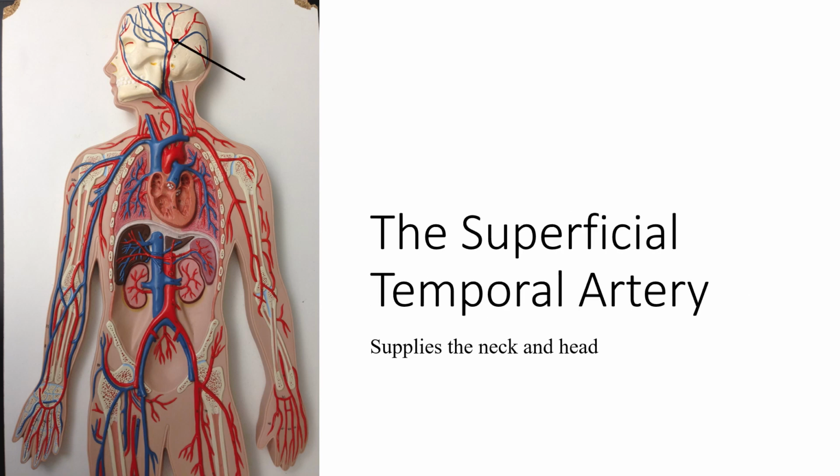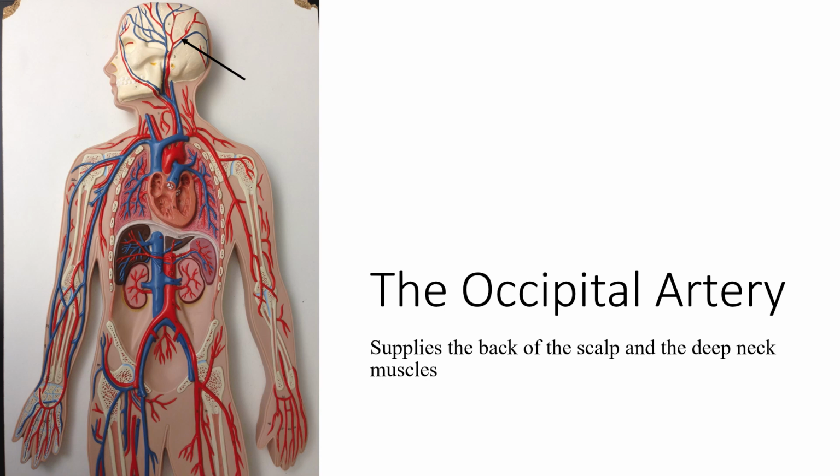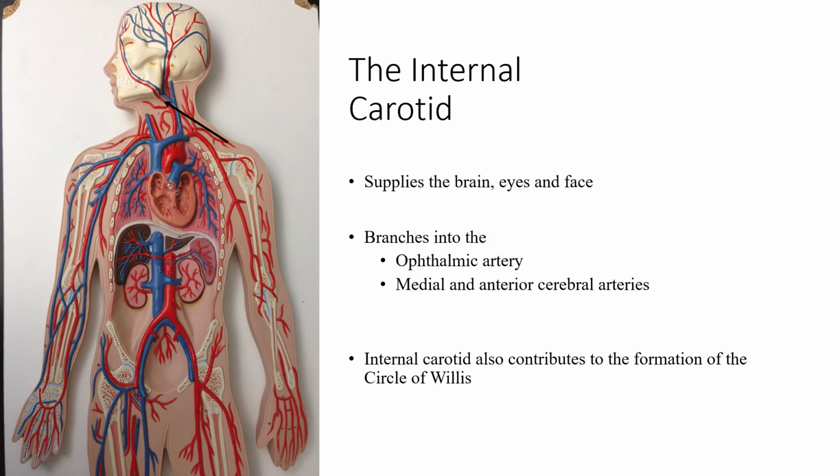The superficial temporal artery is going to supply the neck and the head. The occipital artery is going to supply the back of the scalp and any of the deep neck muscles. Now the internal carotid also supplies the brain, eyes, and the face. The internal carotid branches into the ophthalmic artery and the medial and anterior cerebral arteries. I'll also make note that the internal carotid contributes to the formation of the circle of Willis, which is involved in the circulation in your brain.